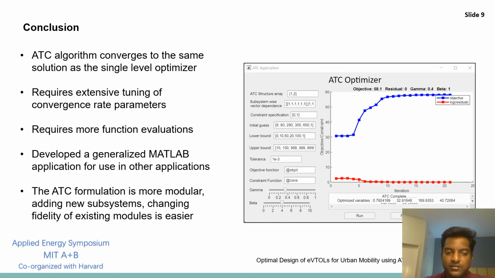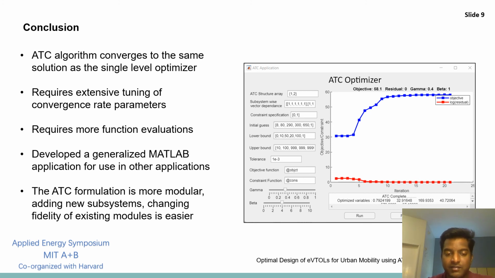So yes, coming to the conclusions, the first conclusion is that the ATC algorithm converges to the same solution as a single level optimizer. And one caveat here is that the ATC algorithm, while it converges to the same value, requires a lot of tuning of different convergence rate parameters, and it also requires more function evaluations as compared to monolithic architecture. And the whole point of using ATC here is not to make the algorithm more efficient, but to make sure that this kind of algorithm can be more feasible for utilization in engineering practice.